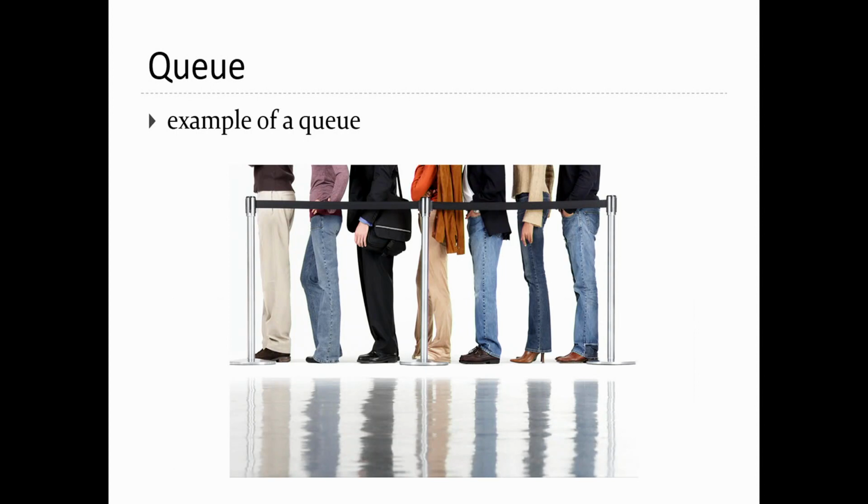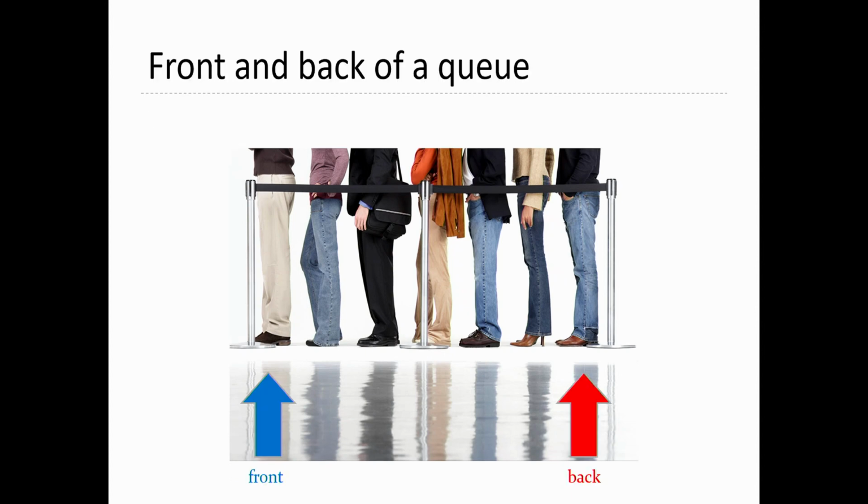All right, so we've seen a list, and we've seen a stack. Now we're going to look at another data structure called a queue. So that's an example of a queue. It's basically just a line of people. In a queue, there's the notion of a front and back of the queue. So the person at the front of the line, well, that's the front of the queue.